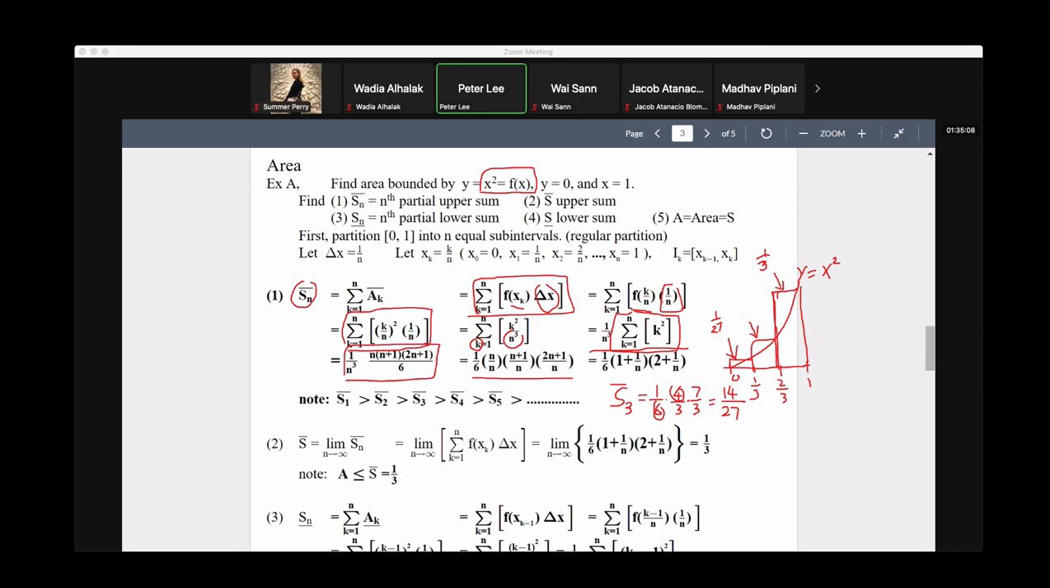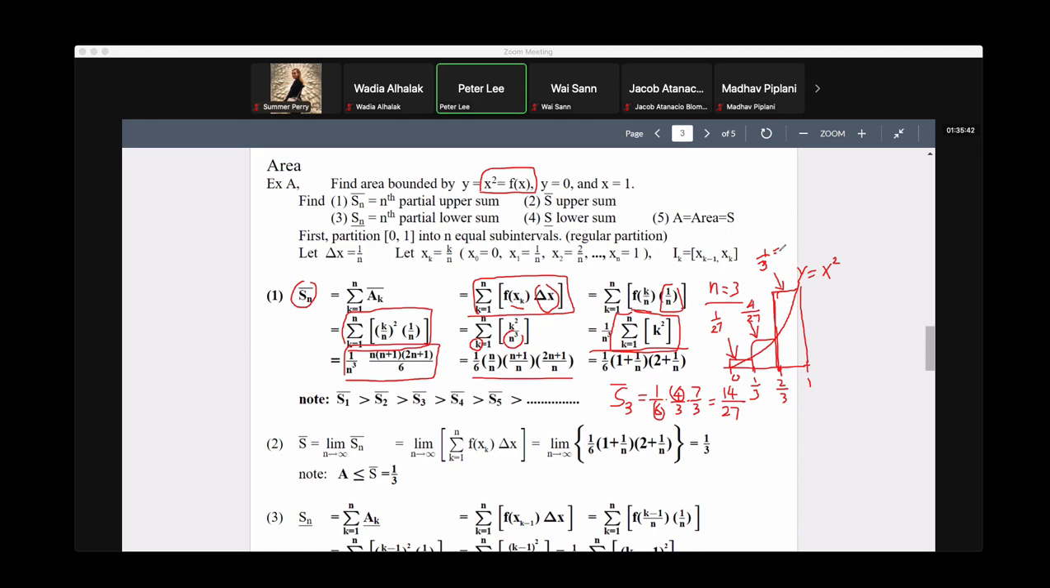What is the area of the second rectangle? Can somebody tell me? This is the case when n equals 3, so we have 3 rectangles. Now the right end point is 2/3, and therefore the height will be 4/9. And then the base is 1/3. So the second rectangle, the area will be 4 over 27. That is the area of the second rectangle.